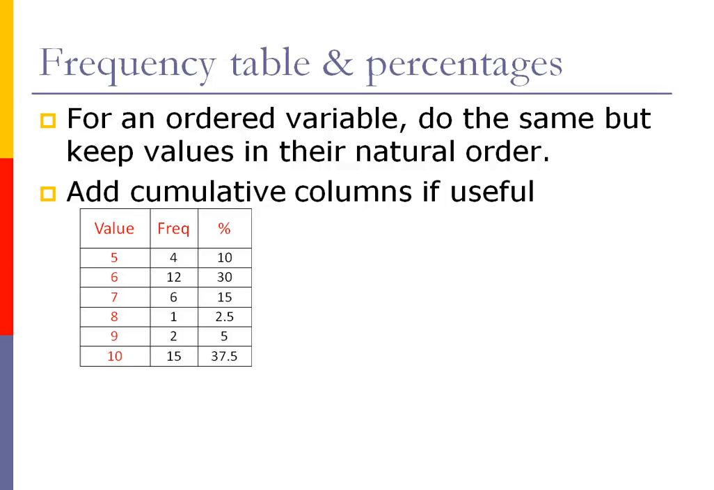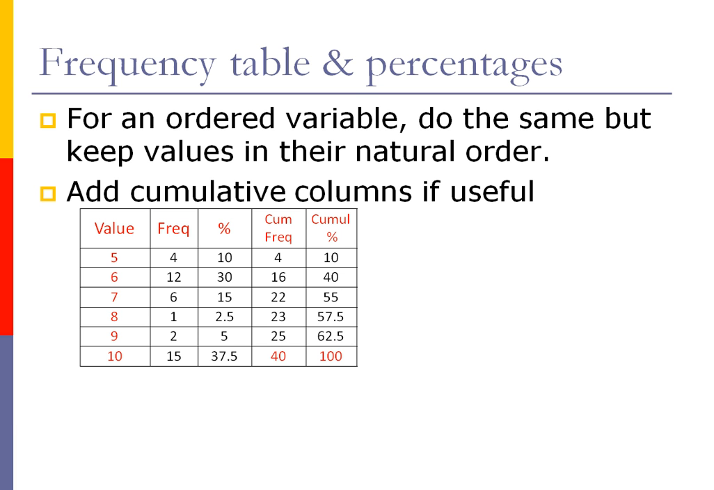So what are these cumulative columns that I mentioned earlier? Well, remember we're dealing now with an ordered variable. That means ordinal, interval, or ratio. So those values that we're seeing there, 5, 6, 7, 8, 9, and 10, they are in the real order. So we can talk about one value being lower than the other one. So what we can do is the following. We're going to add two more columns, and I'm going to explain to you what those numbers are.